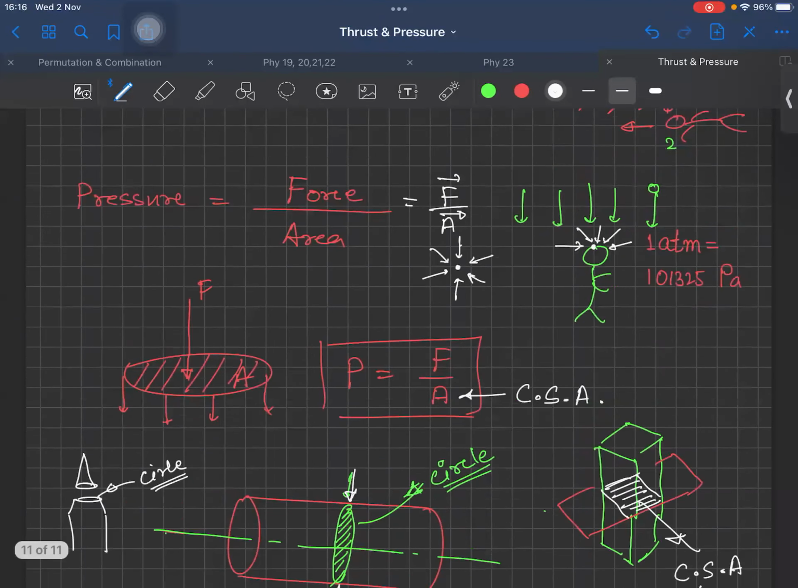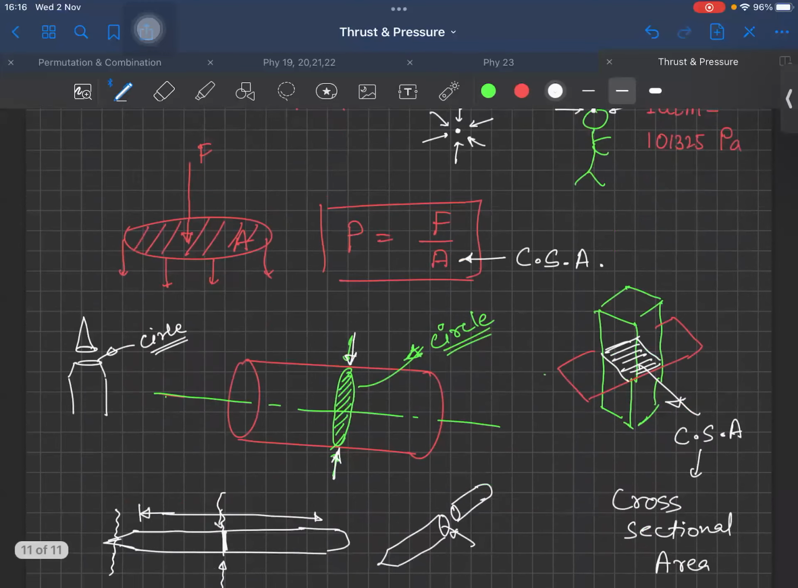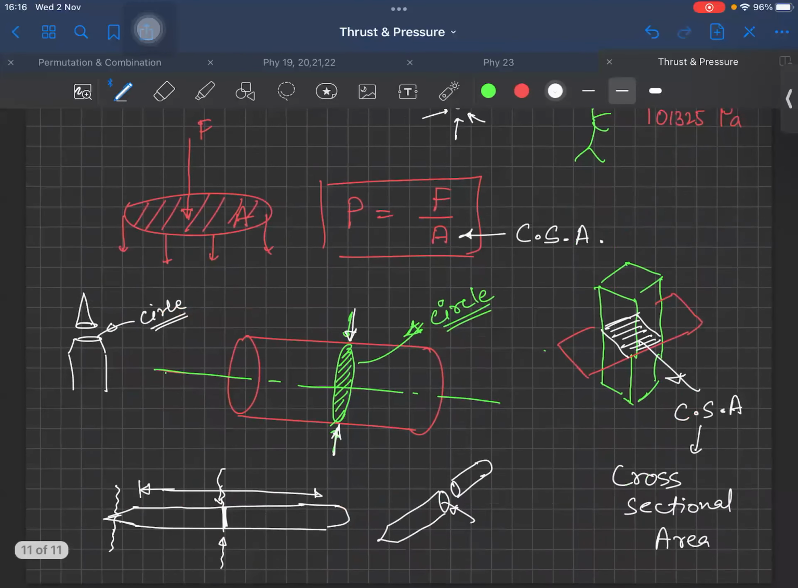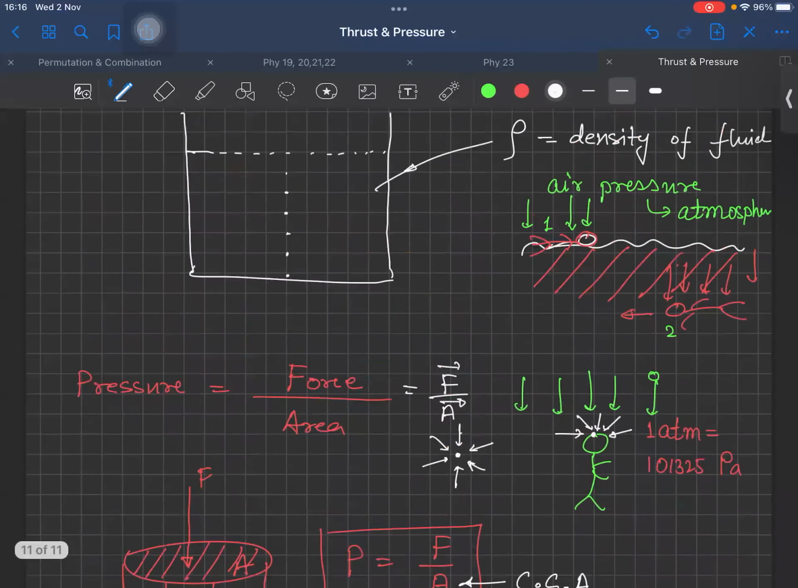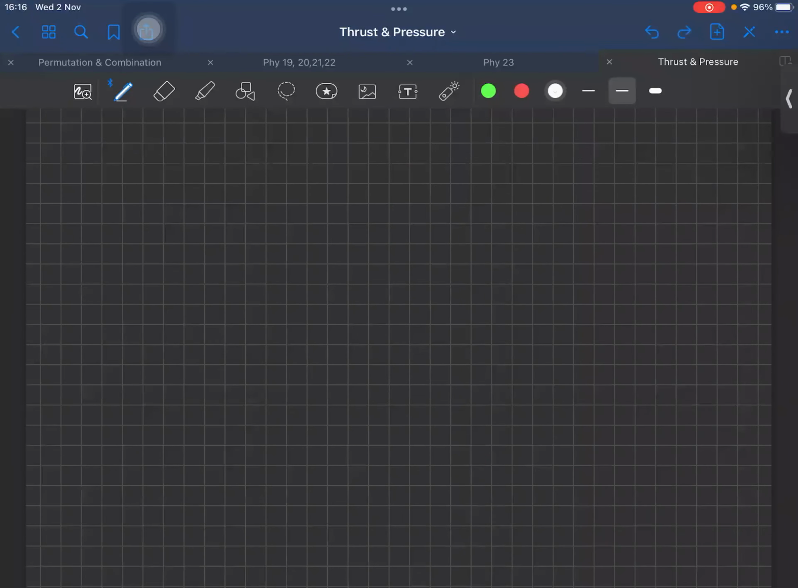Okay, I'm back. So what I was saying, yeah, scalar and vector quantity, right? So pressure, let's write here, pressure. Pressure is a scalar quantity.